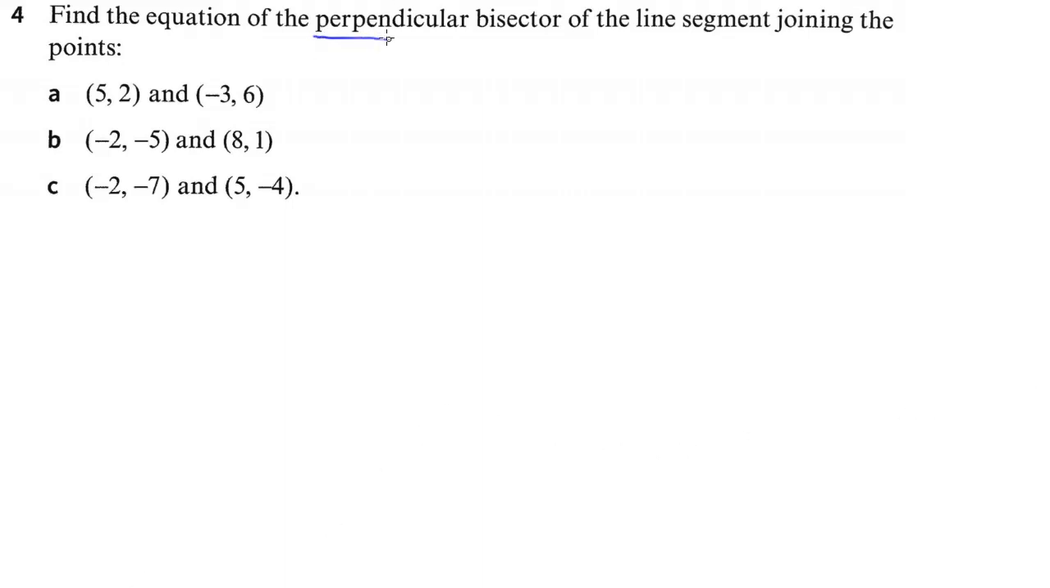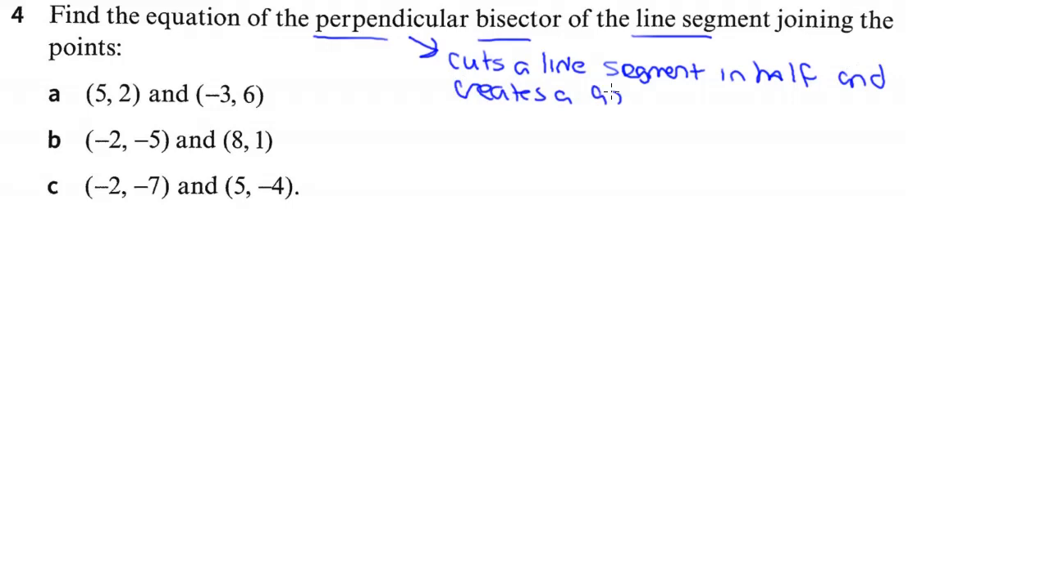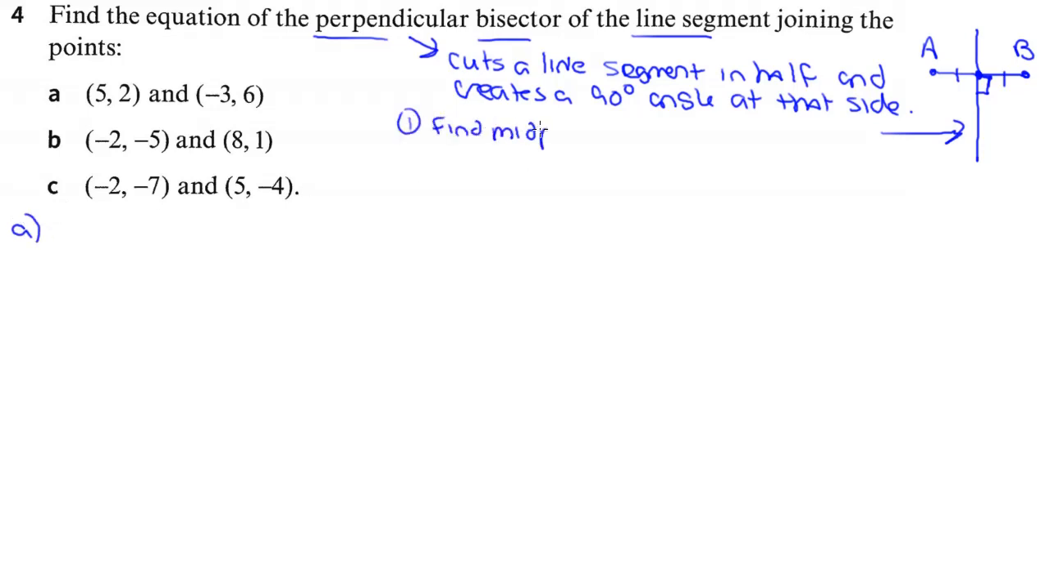All right, so find the equation of the perpendicular bisector of the line segment joining these points. Okay, it's important you know what a perpendicular bisector is. A perpendicular bisector cuts a line segment in half, bisects it, and then it creates a 90-degree angle on that side. So if I have the line segment AB, it's going to get cut in half, and then it's going to create a 90-degree angle. It's going to be perpendicular.